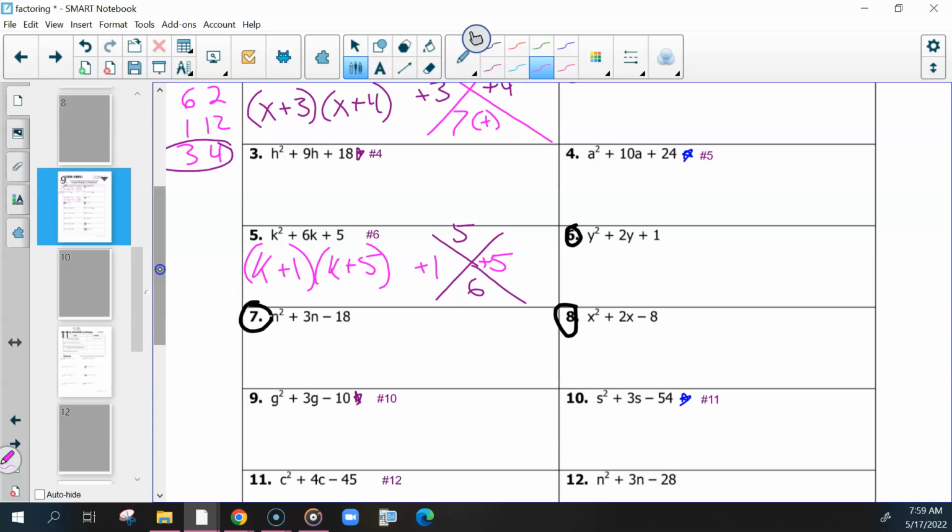If you are remembering the rules that we talked about when we did this unit, if we have a positive in our polynomial, our answers will both be positive. Let's move on to another one.